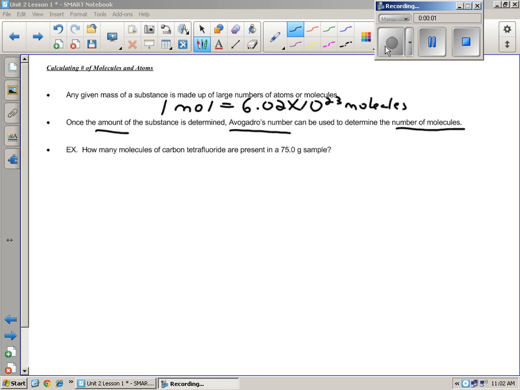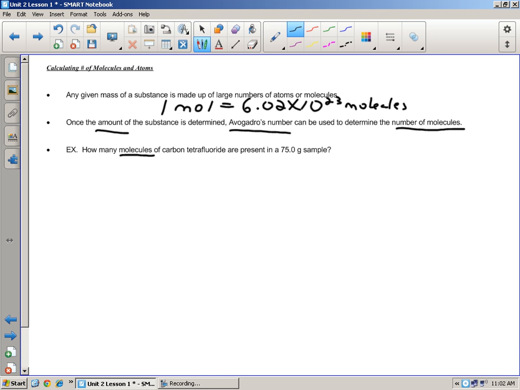If I have one mole of any substance, I have 6.02 times 10 to the power of 23 of that substance. It says how many molecules are in 75 grams of carbon tetrafluoride. Let's sit down and count how many molecules are in 75 grams. How many was there? Okay, there's lots of them.